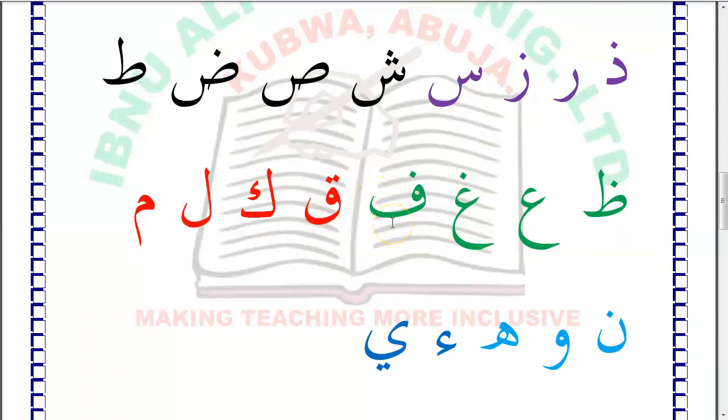Then we have fa'un and qafun. They share the same shape. However, fa'un has 1 dot written on top of it, but qafun has 2 dots written on top of it.